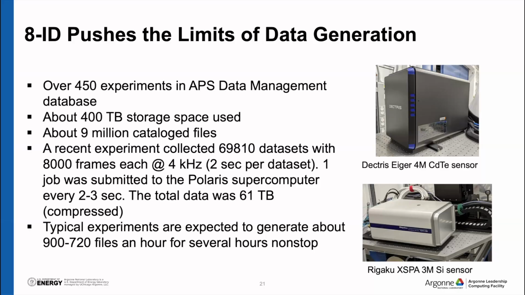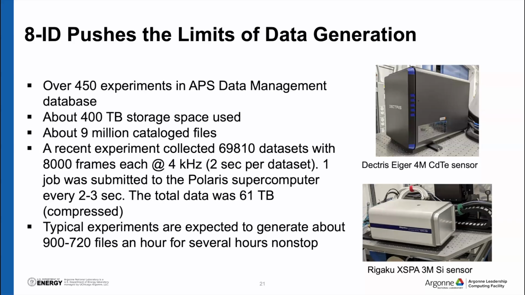So far in our data management database that we have at the APS, there are over 450 experiments that have been conducted at the 8ID beamline. And this amounts to about 400 terabytes of storage space used. And this is also stored in millions of different files that we need to keep track of and process. All of that was mostly collected before the upgrade, but these sorts of volumes are going to increase dramatically as an effect of the upgrade.